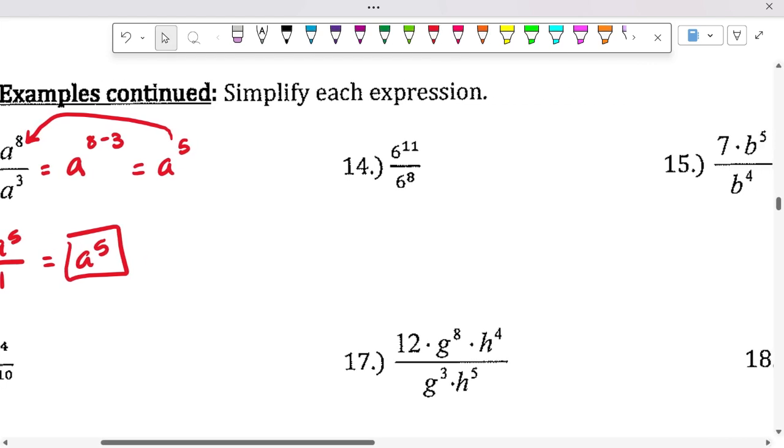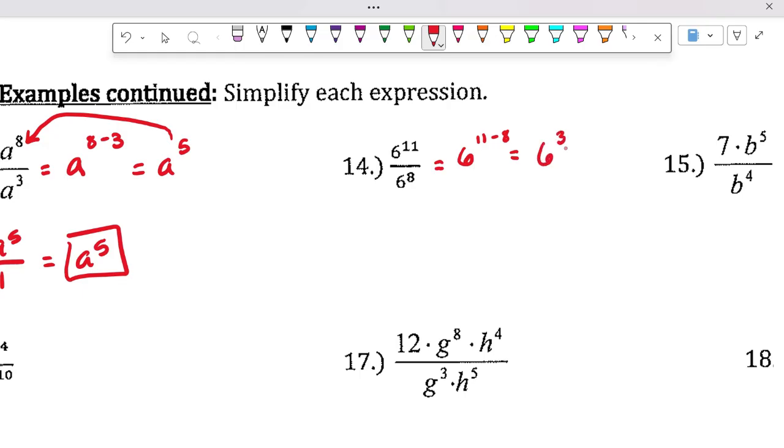So 6 to the 11th divided by 6 to the 8th. I can't not talk today. So what's my big? 11. So I'm doing 11 minus 8, which is just what? 6 cubed. Now, will that remain in the numerator or go in the denominator? Numerator. All right, so we'll leave it as 6 cubed. But we can find 6 cubed. What is 6 cubed? 216.